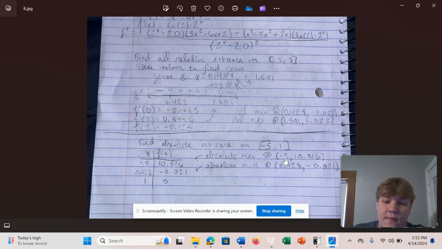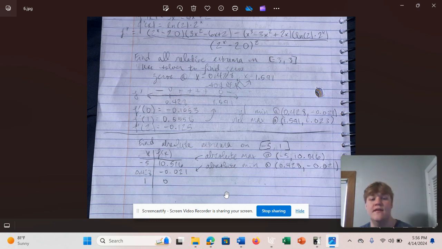That gives me an absolute max at negative 5, 10.516. I don't know if I said that. At negative 5, 10.516, and an absolute min at 0.428, negative 0.21. And again, we got those y values from the original f formula using this table.